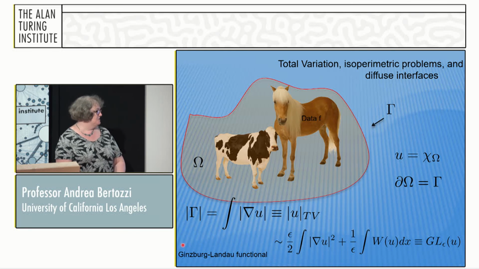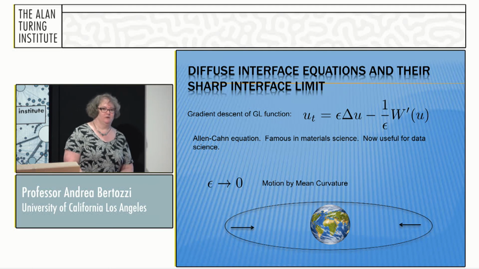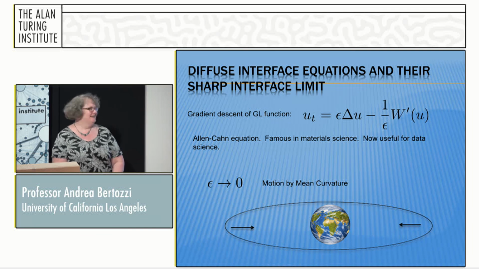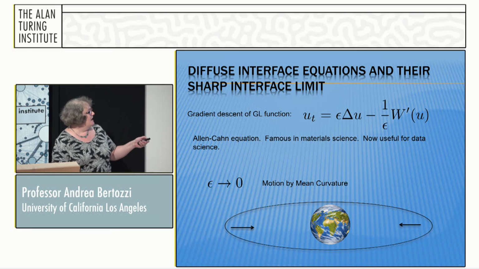But we're going to do it not in Euclidean space, but rather we're going to put this entire structure in a graphical setting. Okay, but before we do that, I need to show you some more PDEs, because that's what I do. So if I take the Ginzburg-Landau energy and I do a gradient descent to try to minimize it, I get this beautiful partial differential equation called the Allen-Cahn equation. So this is the time evolution of u.